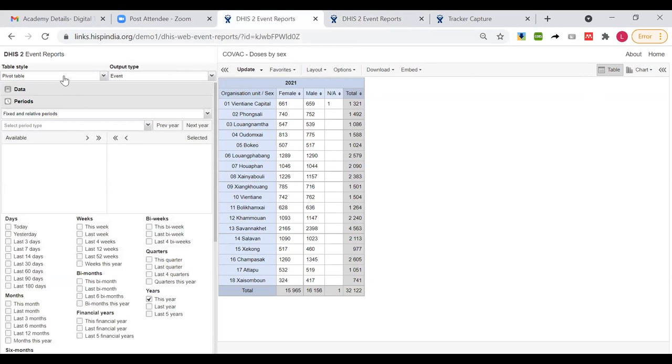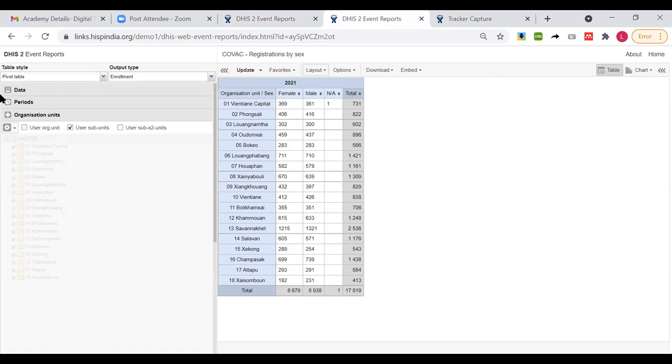When we consider the table style as pivot table and output type as event, what actually happens is we are counting all the events, right? So there can be duplication. For example, if our focus is to see what actually happened with the vaccination campaign, the doses, right? If our focus is mostly about the doses that were dispensed, then this is a valid output. Because we don't mind whether the same person has received two doses, as we are counting the first dose and second dose both. It's not a concern, because we are mainly focusing on the doses.